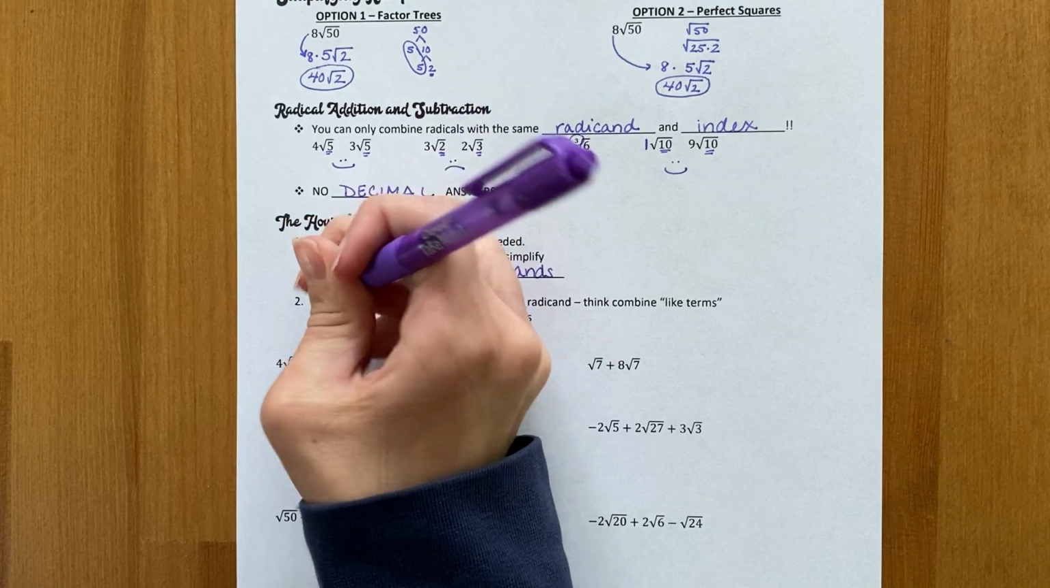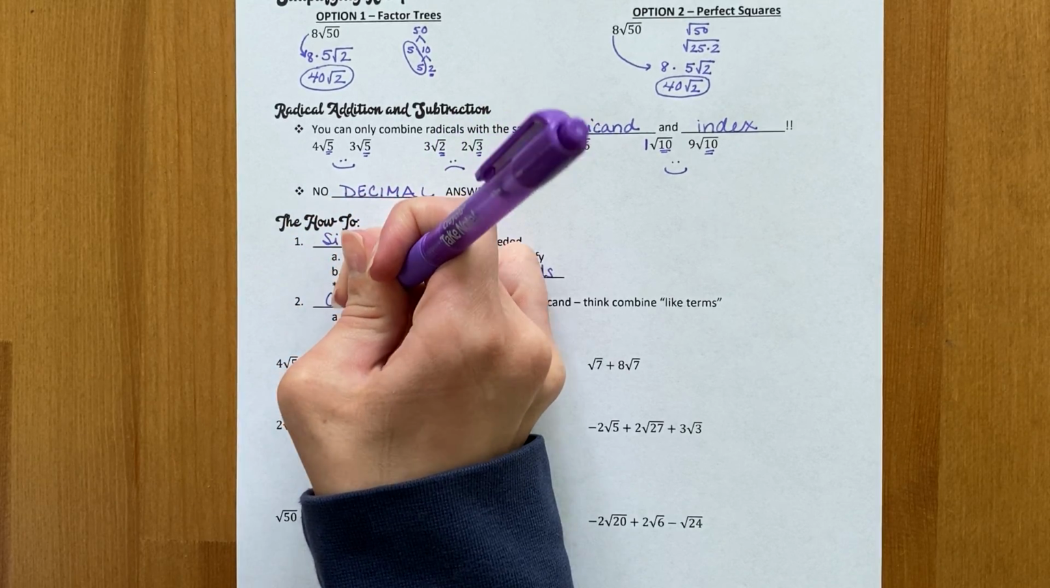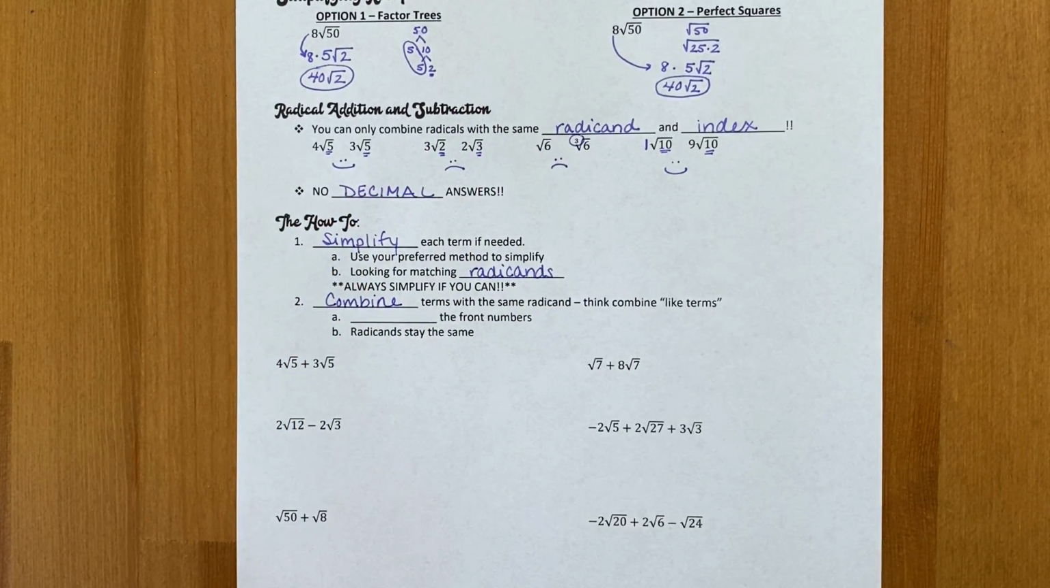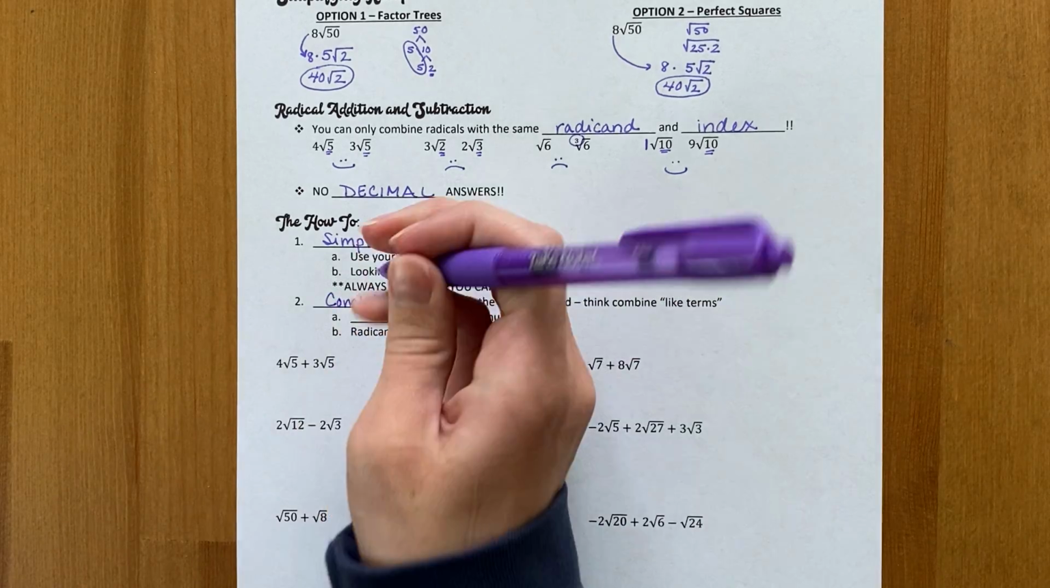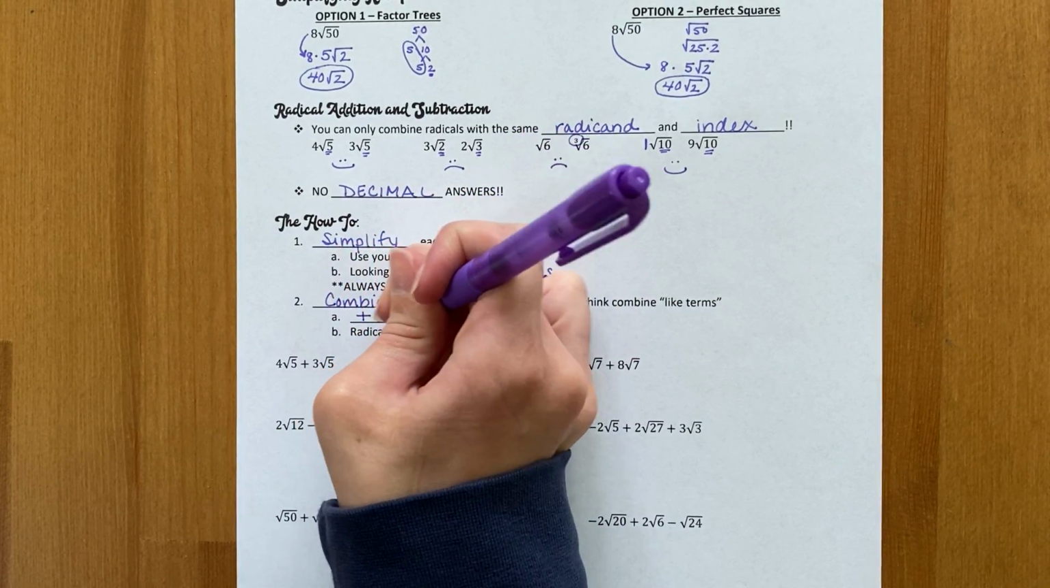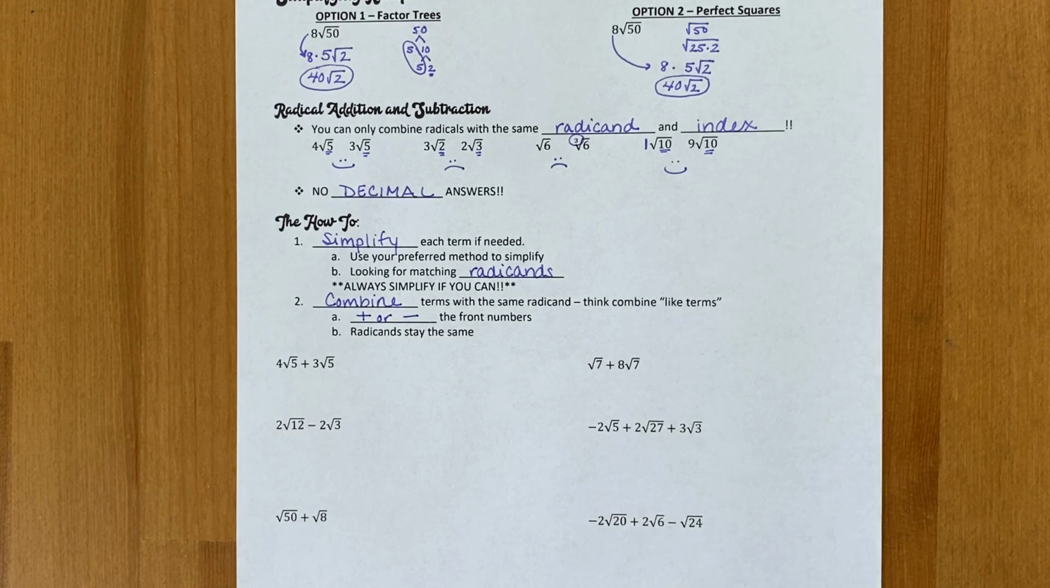All right, after that, you're going to combine terms with the same radicand. So you're going to think combining like terms. So you're going to add or subtract that front number and your radicand will stay the same.